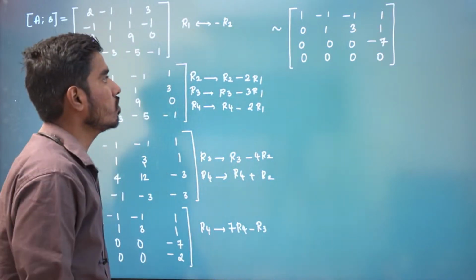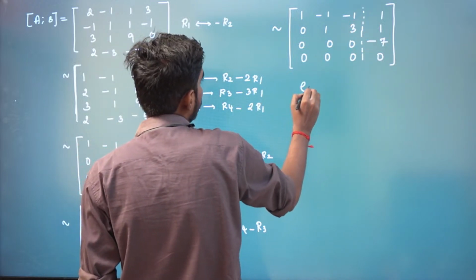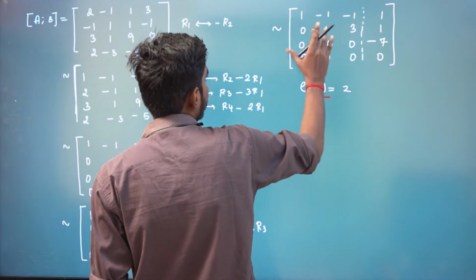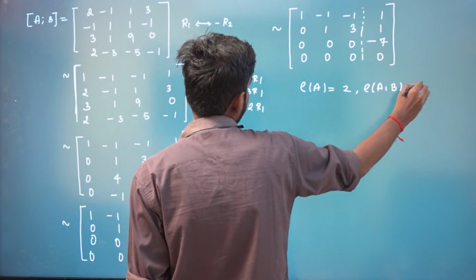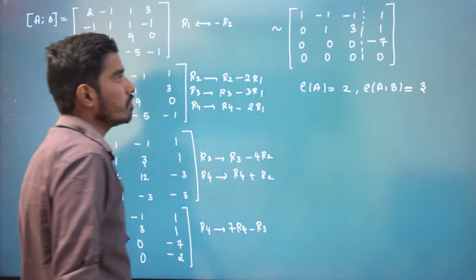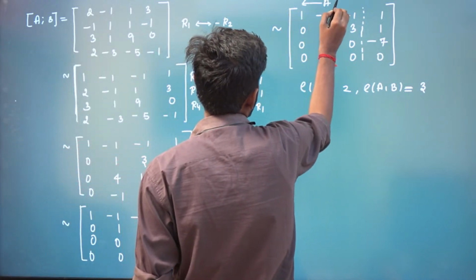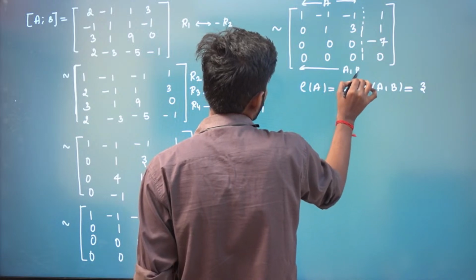Now this is in row echelon form, right? What about the rank of A? Rank of A is 2. What about rank of A comma B? It is 3. Rank of A comma B is 3. So this is our A, and fully it is A comma B, the augmented matrix.